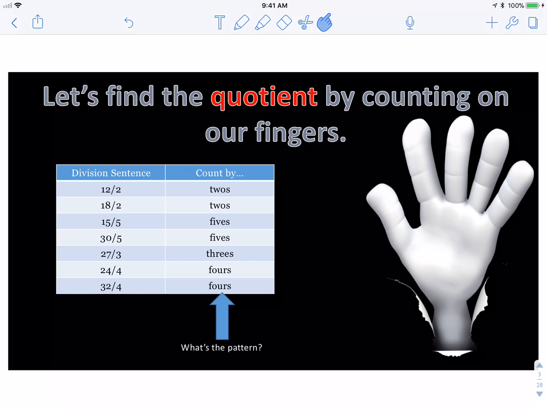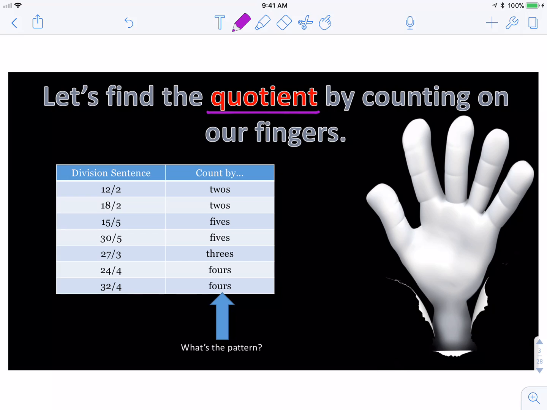Let's find the quotient by counting on our fingers. Why is quotient in red? That's because that's a word you need to know. What does the word quotient mean? Any ideas? Sum is the answer to an addition problem. Difference is the answer to a subtraction problem. Product is the answer to a multiplication problem. Quotient is the answer to what kind of problem?